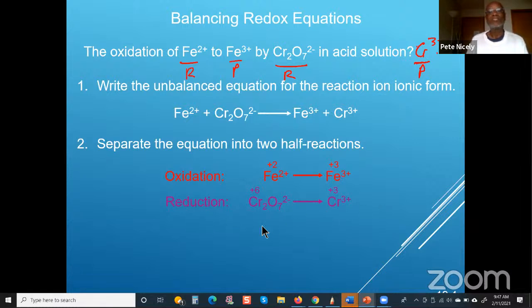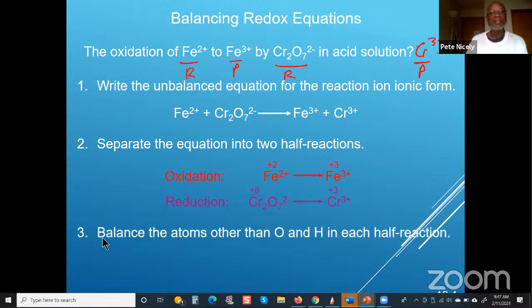And the second one is reduction because the oxidation number of chromium decreases from +6 to +3, all right? Remember we said that oxidation can be defined as the increase in oxidation number, and reduction can be defined as the decrease in the oxidation number. Okay, so that's that step. So let's move on now to step 3.